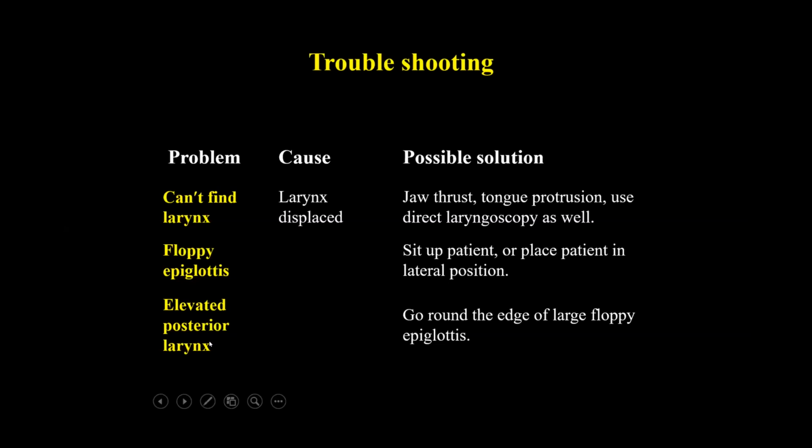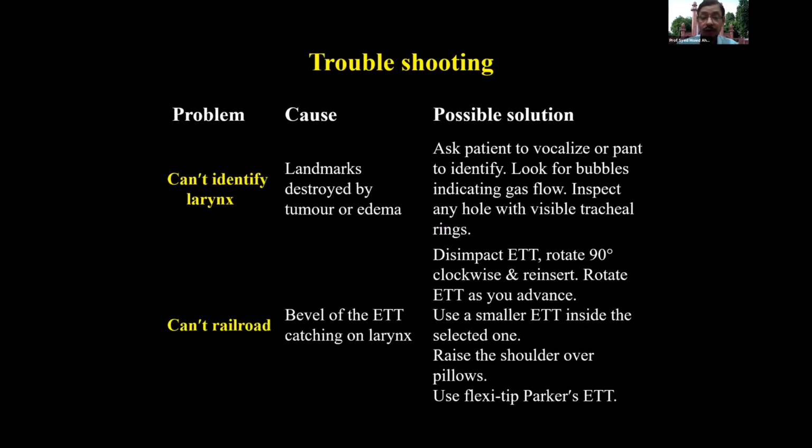If you see an elevated posterior larynx, go around the edge of the large floppy epiglottis and try to insinuate your fiber optic bronchoscope. If you cannot identify the larynx because the landmarks are distorted, you ask the patient to vocalize, as I said. Bubbles coming through this can also help you out.